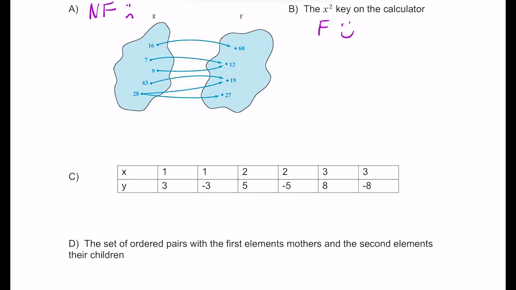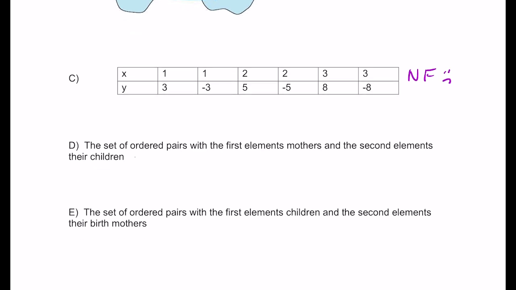Letter C is just a table of values. They represent ordered pairs, which are just a relation. And here you can see you've got two of the same x going to two different y values. So you guessed it, it's not a function.